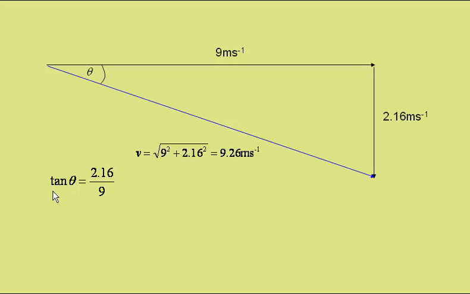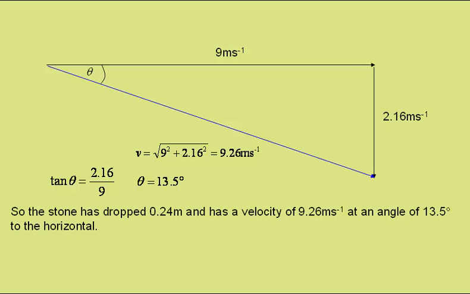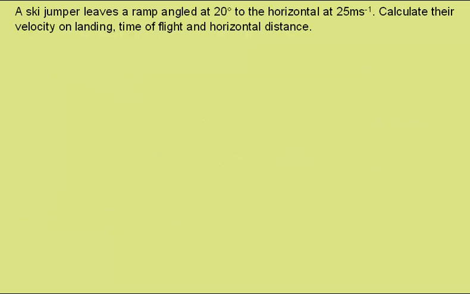Tan theta is equal to opposite over adjacent, 2.16 over 9, which gives theta as 13.5 degrees. So now I can finalize my answer and say that the stone has dropped 0.24 meters and has a velocity of 9.26 meters per second at an angle of 13.5 degrees to the horizontal. Let's look at another problem.